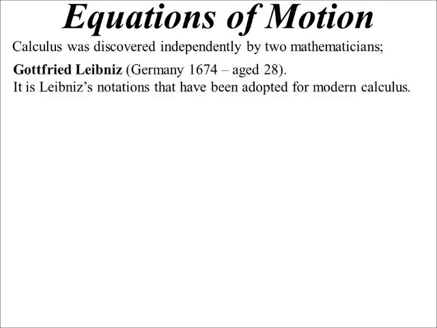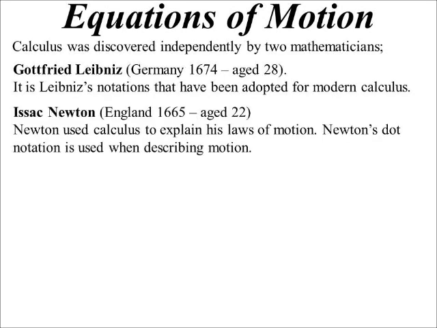The first bloke was a German fellow, Gottfried Leibniz, or Leibniz, not sure how you say that, who was 28 years old when he came up with his idea. Now, it's actually his notation that we tend to use in modern times for calculus. The long S symbol for integral, which we'll see later, was his. And the other one, who you've probably heard of, was good old Isaac Newton. He was working on this around 1665, and that was when he was 22.